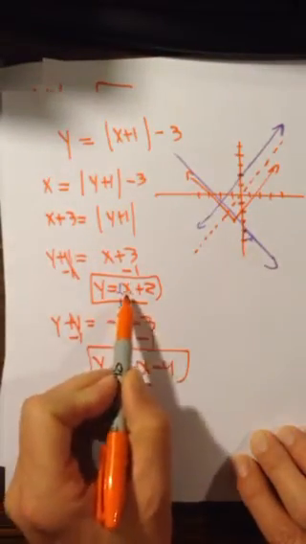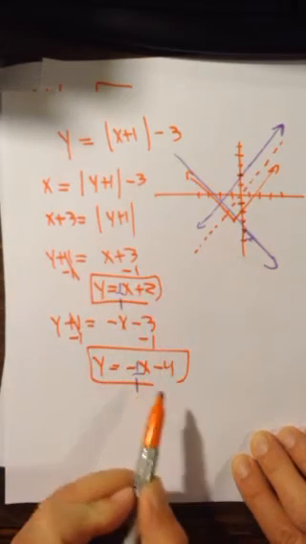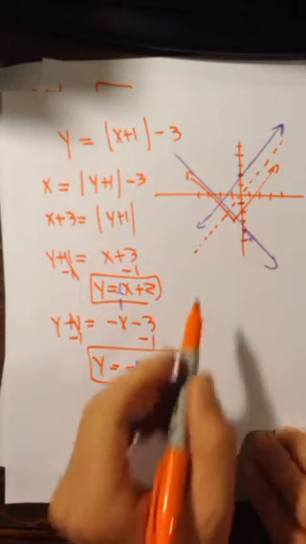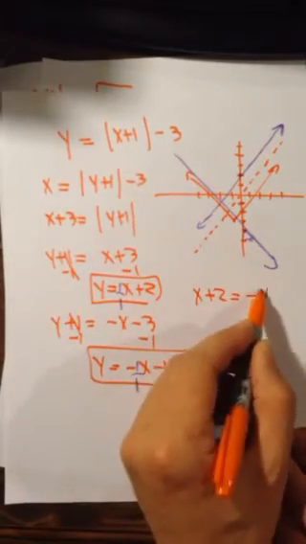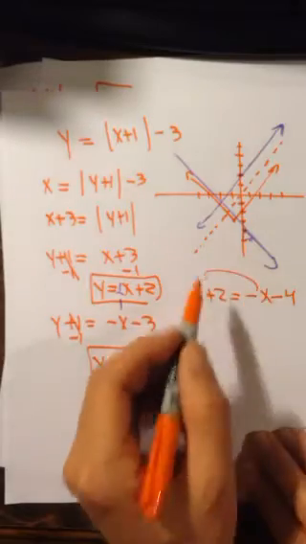If I say that y equals this and y equals this, I'm going to use the substitution property and say, can't we say x plus 2 is equal to negative x minus 4? And I'm going to solve. I'm going to add x to both sides.